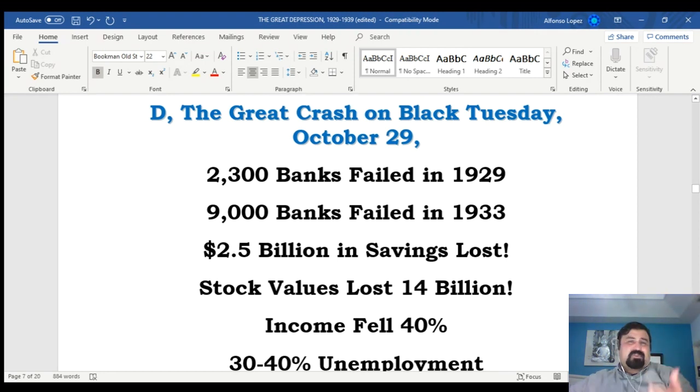And of course, the institution that was mostly affected was the financial institution, the banks. In 1929, 2,300 banks failed. They also declared bankruptcy. They closed their doors. They totally failed at that point. And by 1933, that increased to 9,000 banks. So the financial sector was in shambles in the Great Depression.